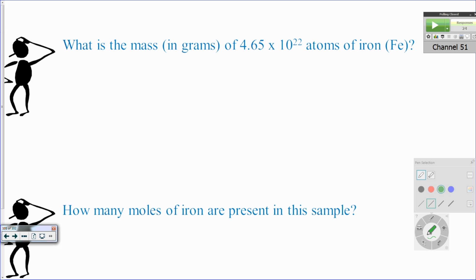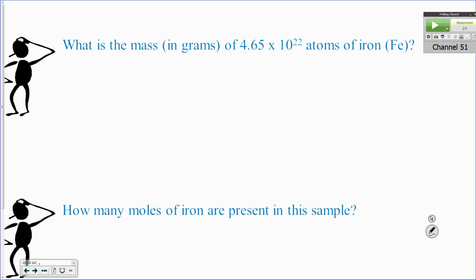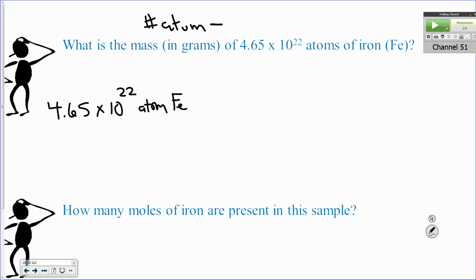All right, so let's do a couple of conversions to finish the chapter up. The first one says, what's the mass of a certain number of atoms of iron, Fe? So the way you start these is, write down what you know. I've got a certain number of atoms. And again, use dimensional analysis to make sure your units cancel. So I want to go from number of atoms to the number of moles. So our strategy is going to go from number of atoms to number of moles.